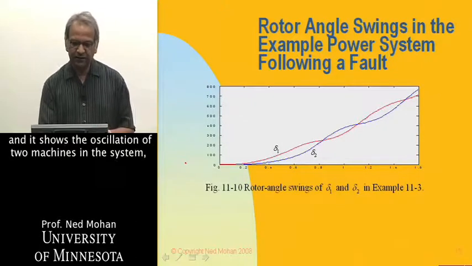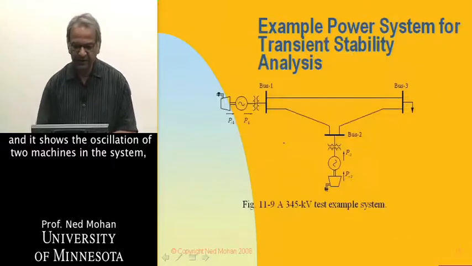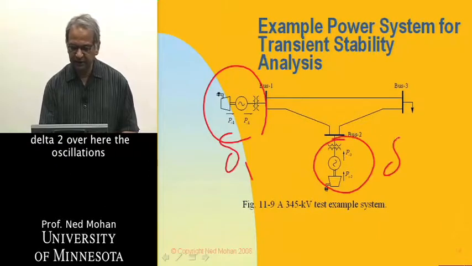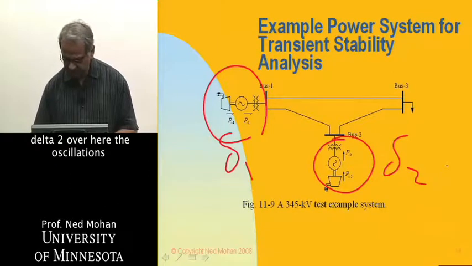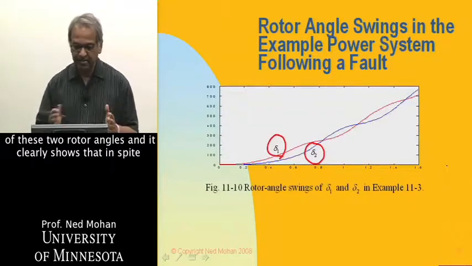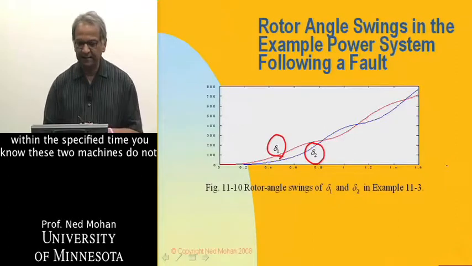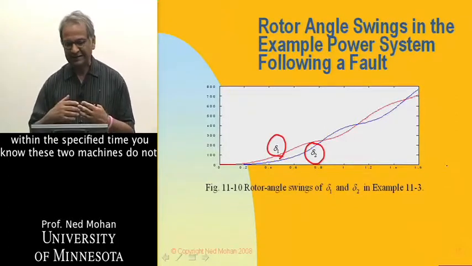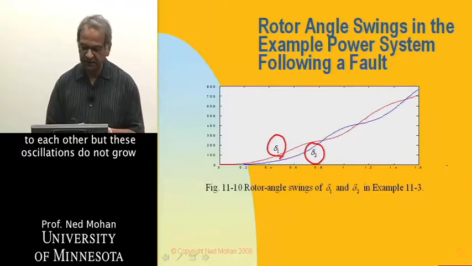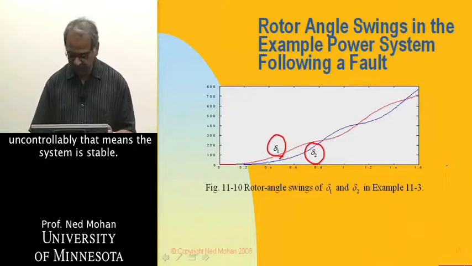And it shows the oscillation of two machines in the system, machine 1, delta 1 over here, machine 2, delta 2 over here, the oscillations of these two rotor angles, and it clearly shows that in spite of this fault, which is then cleared within the specified time, these two machines do not go out of synchronism. They oscillate with respect to each other, but these oscillations do not grow uncontrollably. That means the system is stable.